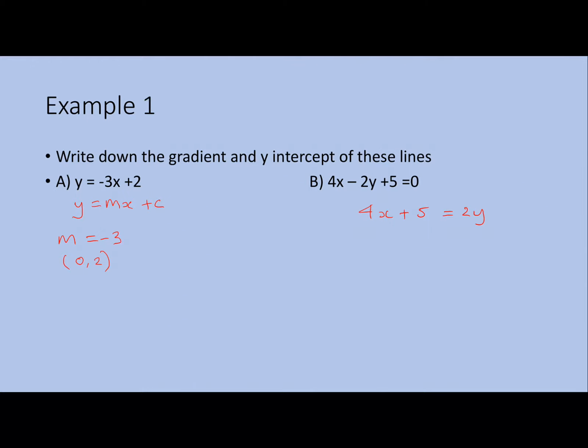And then we'd have to go through and divide both sides by 2 to get a single y on the right hand side. So that would give us 2x plus 5 over 2 equals y. There's nothing wrong with leaving that improper fraction as it is there. So basically here, the gradient is the number in front of the x, that's our 2, so m is 2, and our intercept on the y-axis is the point 0, 5 over 2. Okay, let's keep moving on.